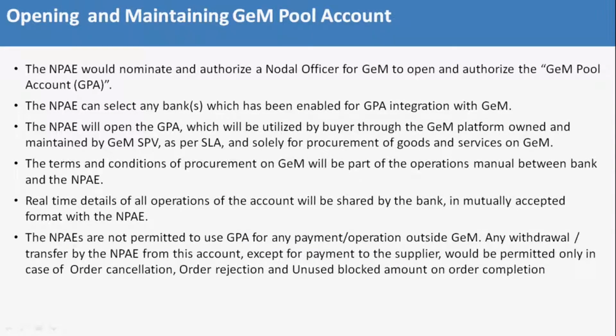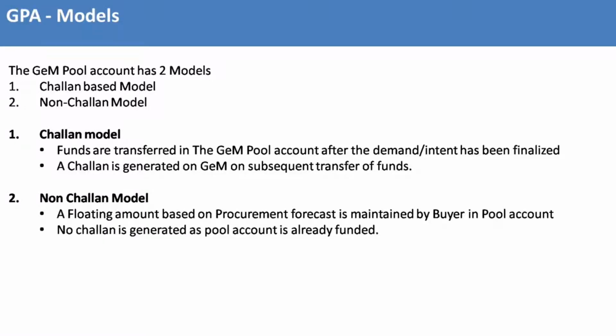It can be opened in any of the banks integrated with GeM. The GeM Pool account has two models, Challan-based and non-Challan based model. Under Challan model, funds are transferred in the GeM Pool account after the demand or intent has been finalized, whereas in non-Challan model, a floating amount based on procurement forecast is maintained by buyer in pool account. No Challan is generated in this scenario as pool account is already funded.